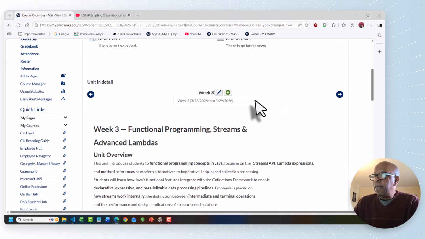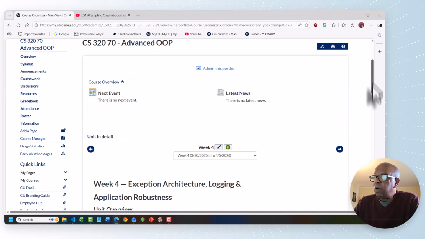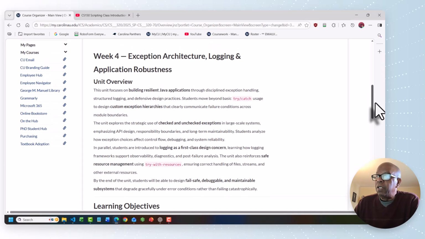Okay, week 4. In week 4, we're basically looking at exception architecture, logging, and application robustness. This usually focuses on building resilient applications through disciplined exception handling. Make sure that we have all exceptions handled so that if we're going to fail, we fail gracefully. So that's what our concentration here is going to be, expanding that processing as far as capturing things that might go wrong. We had the try-catch. We're going to expound on that.